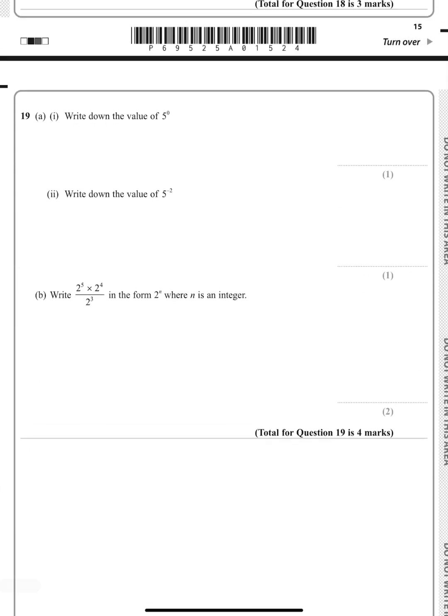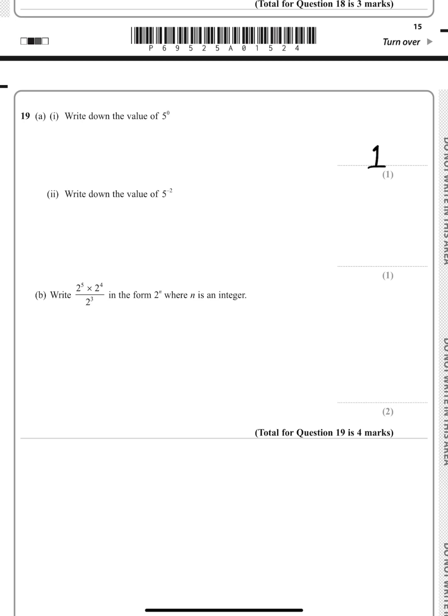Question number 19, write down the value of 5 to the power of 0. Anything to the power of 0 is 1. So 5 to the power of 0 is 1. It's literally that simple. Anything to the power of 0 is 1. And part 2 says, write down the value of 5 to the power of negative 2.